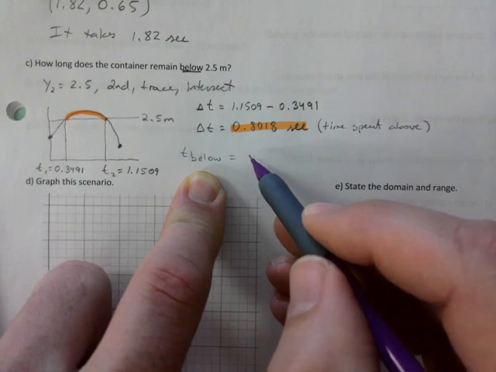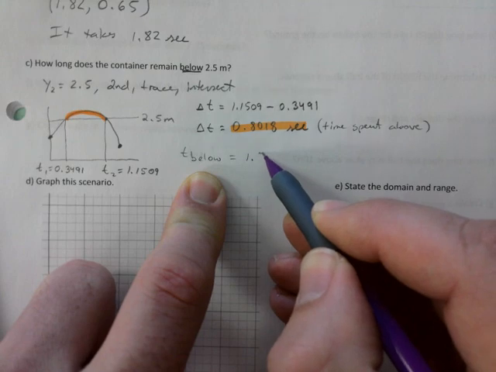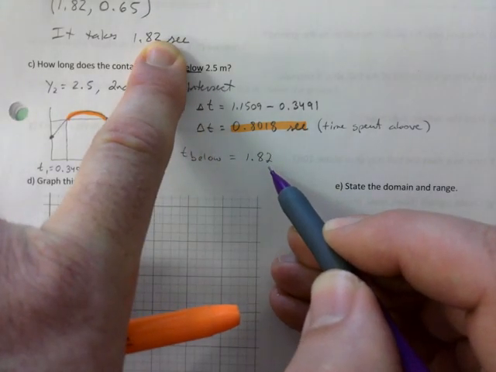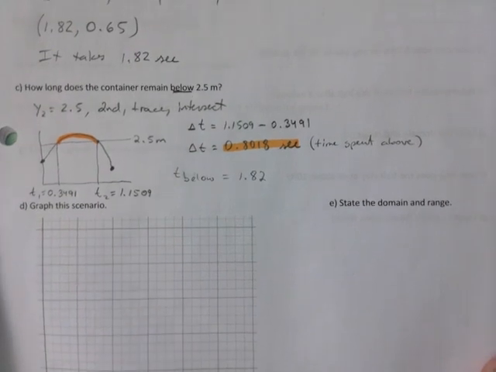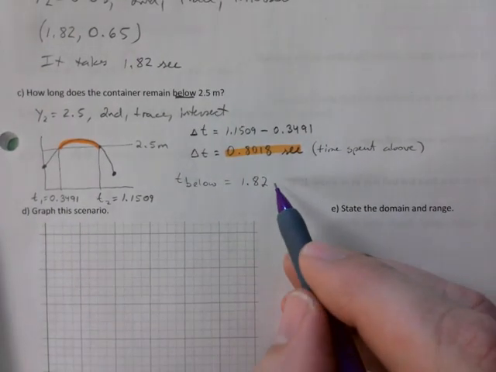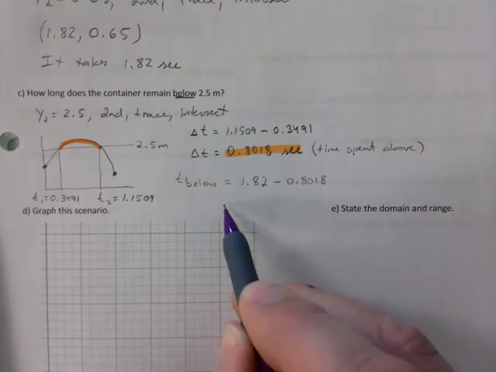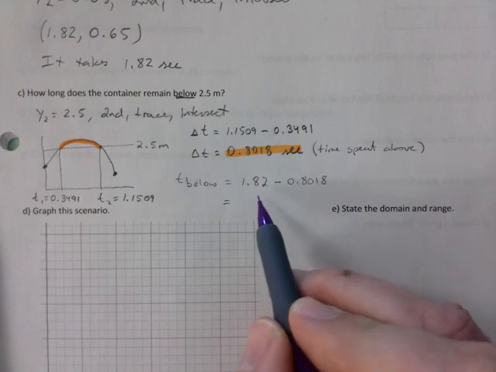The total travel time in our story is what? 1.82, right? I just figured it out. Usually that's how these questions go. Everything is kind of connected. I'm asking you to just follow and see if you understand what's happening. So minus 0.8018. I'm just going to subtract the time above from the total travel time, and that'll give me time below. Okay.